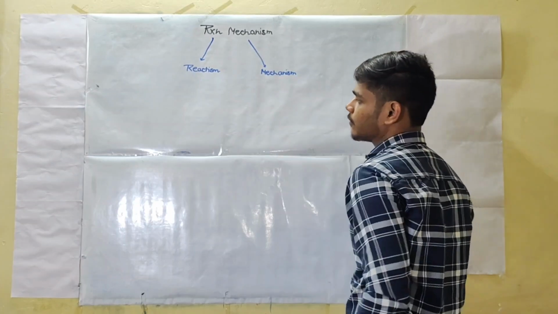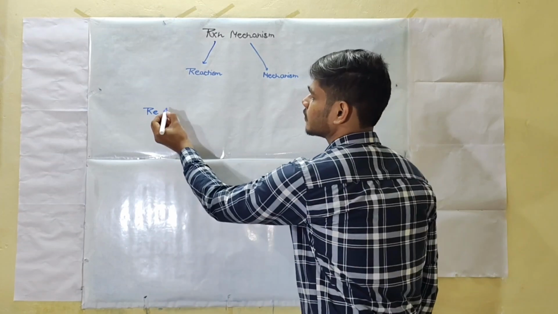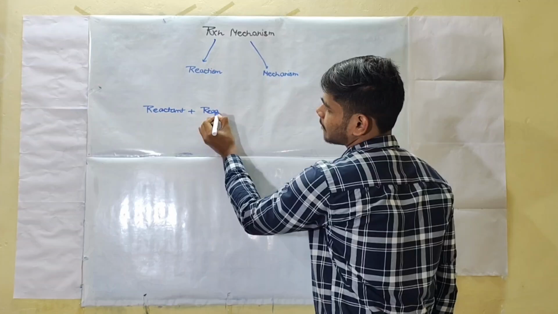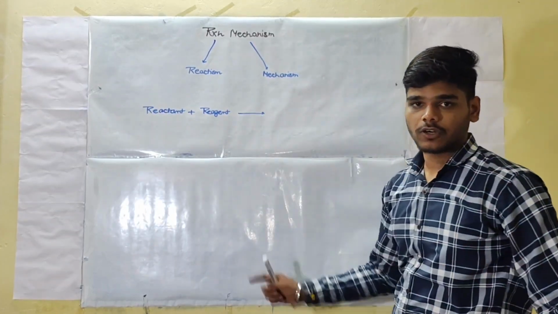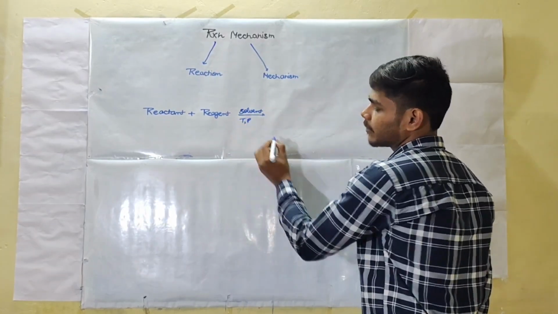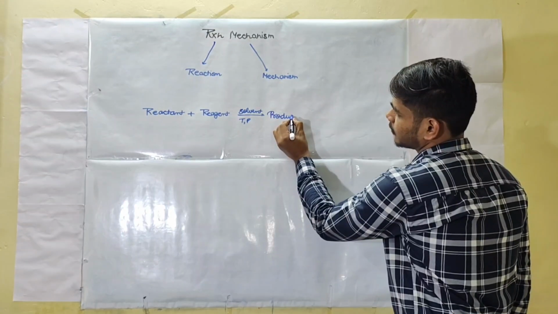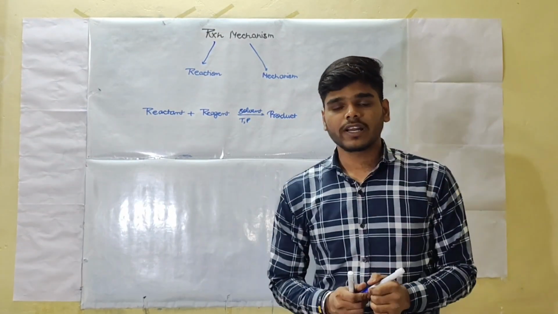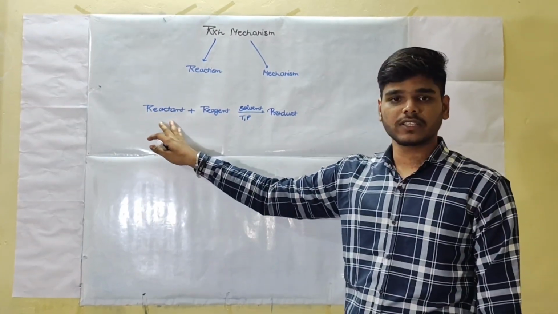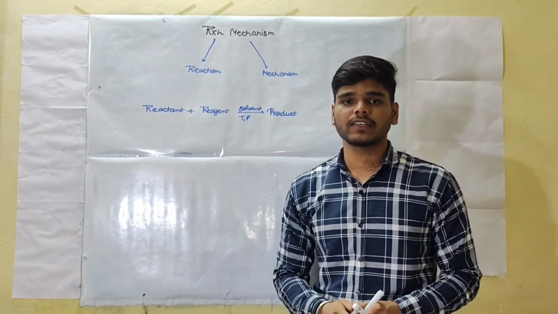So first, if we see a general reaction in which a reactant gets combined with reagent under the condition of solvent, temperature and pressure, we get a product. So according to Arrhenius concept, we know that reactant molecules collide with each other to form a product. We read previously in chemical kinetics chapter.